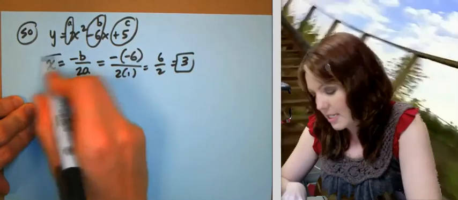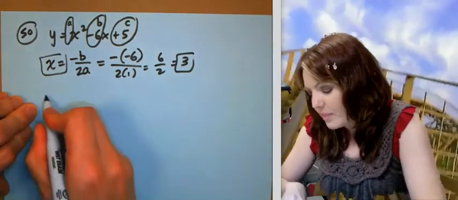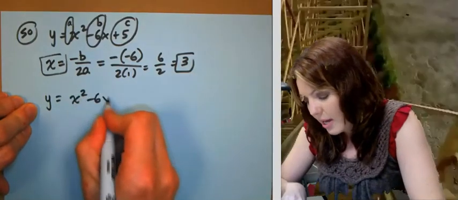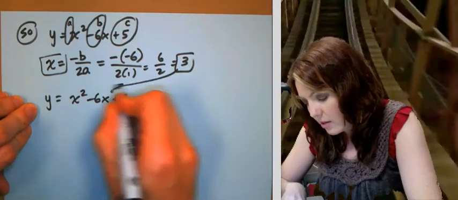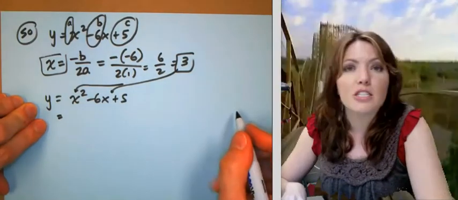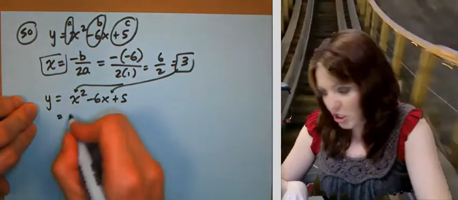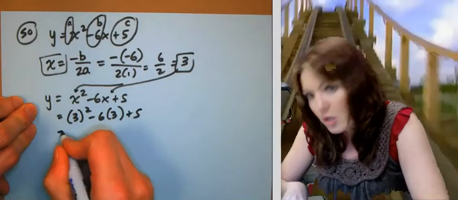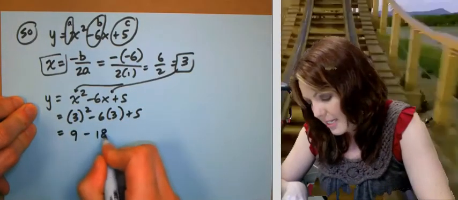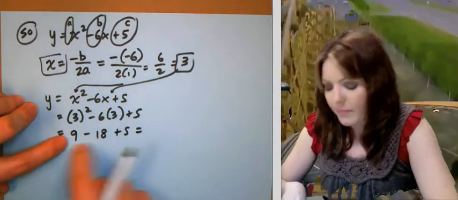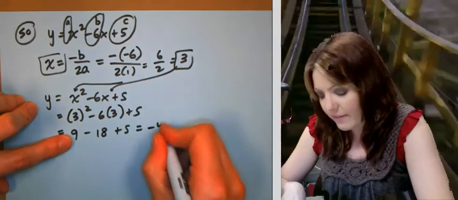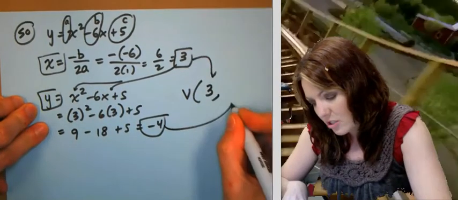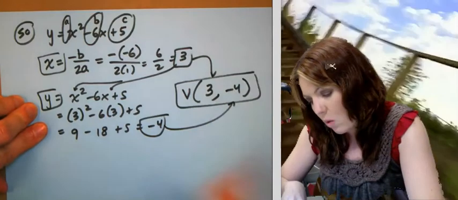Make sure you all can see that. You can. Okay? Now, once we have the x coordinate of the vertex, we take that and plug it in anywhere there is an x in the equation. So we get 3 squared minus 6 times 3 plus 5, which comes out to 9 minus 18 plus 5, or 9 minus 18, that's -9 plus 5 is -4. So our vertex is at 3 is the x coordinate and -4 is the y coordinate.